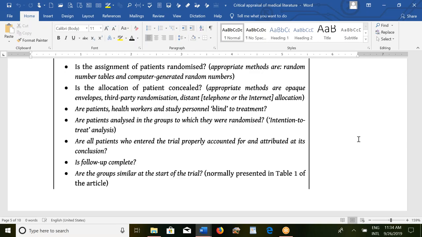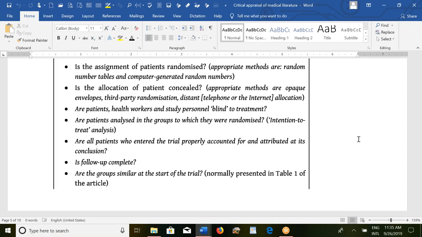Then the third type is where even the researcher will not know who is getting the treatment and who is not getting that treatment. Okay? So only those who have designed the study will know who was getting treatment, who was not, and what treatment exactly they were getting. So patients, health workers, and study personnel are blind to treatment: none of these three know what is being done. They are just given the questionnaire and they are answering the questions.